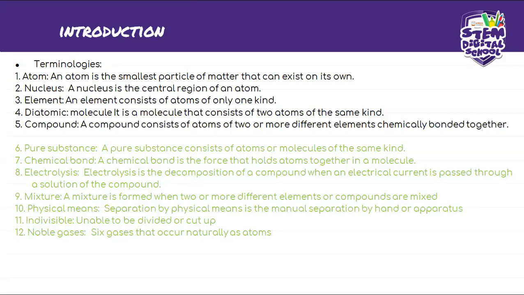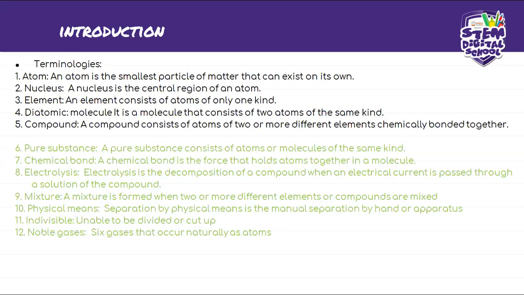And then we will look at a compound. Compounds consist of atoms of two or more different elements chemically bonded together. We will also be looking at pure substance. A pure substance consists of atoms or molecules of the same kind. And then we'll look at a chemical bond. A chemical bond is the force that holds atoms together in a molecule. We will look at electrolysis, which is the decomposition of a compound when an electrical current is passed through a solution of the compound. We will also look at a mixture, which is formed when two or more different elements or compounds are mixed.